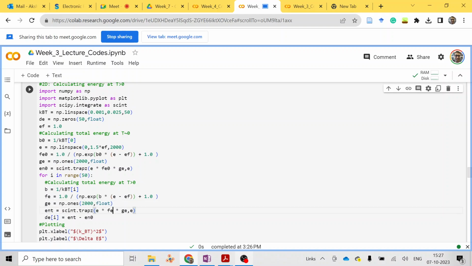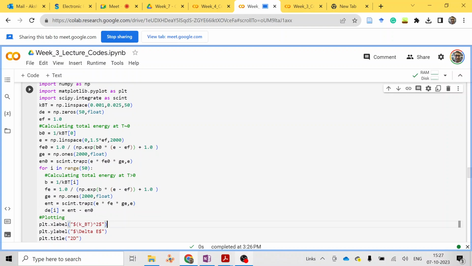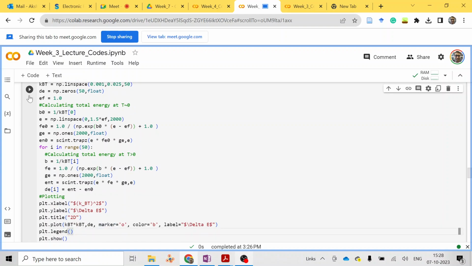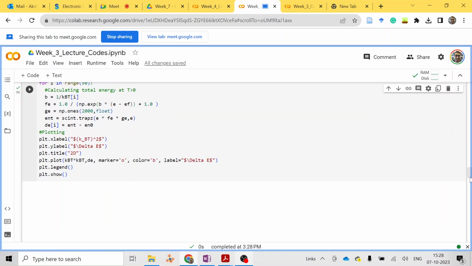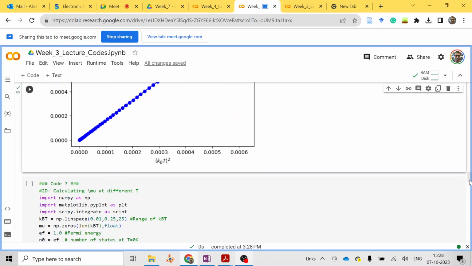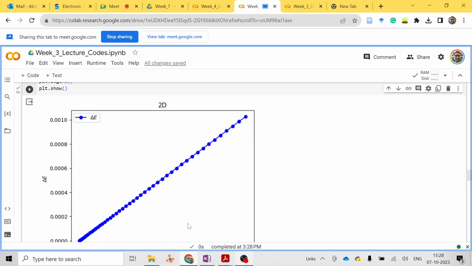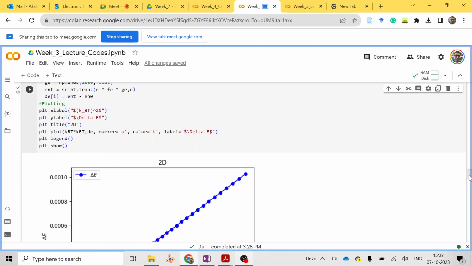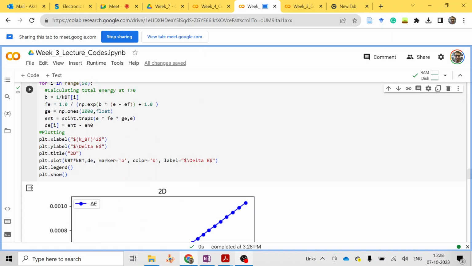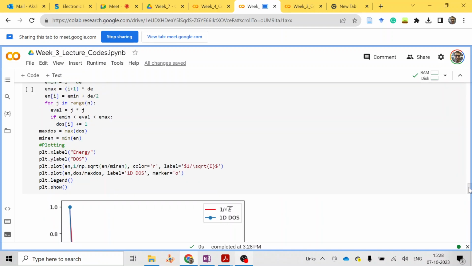Yeah, so you just have to change the density of states in your code, and let's just see how it goes with kBT square. For the 2D case also it goes somehow similar to this kBT square. You can check the slope later on, how it is increasing or decreasing. So all you have to do is change this density of states. And let's go to the 1D part quickly.